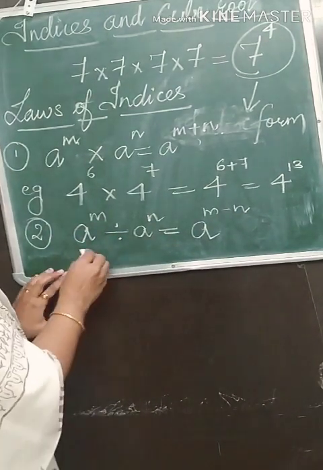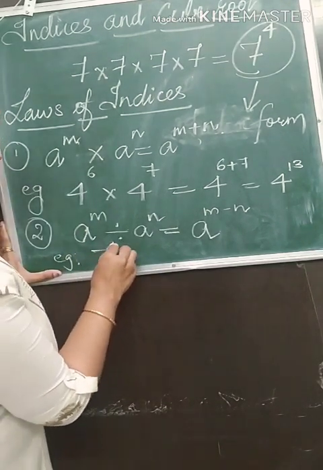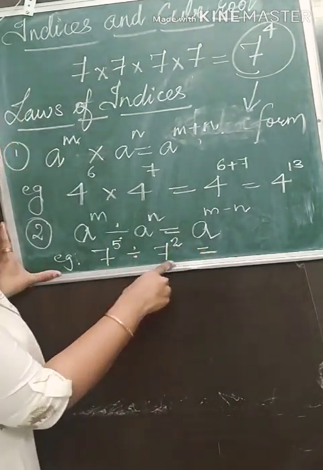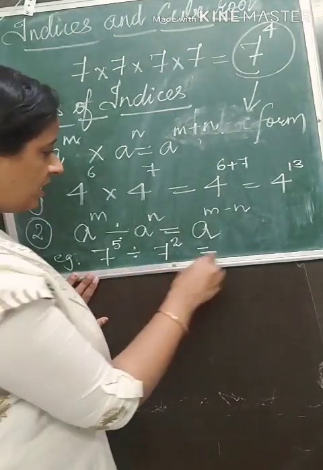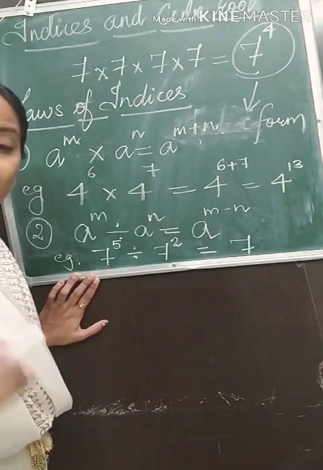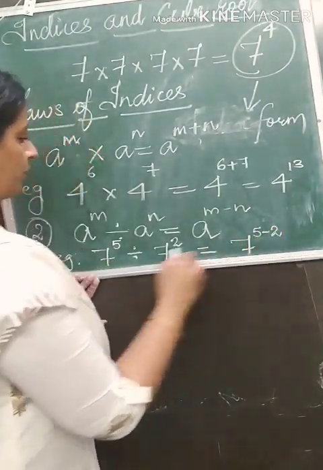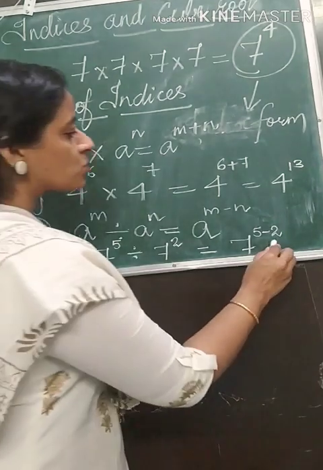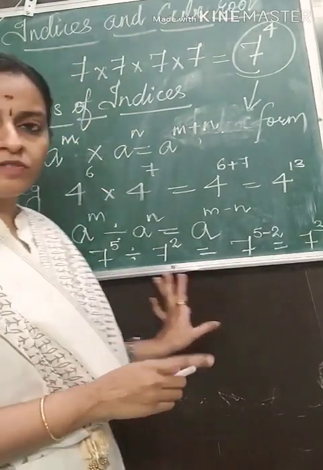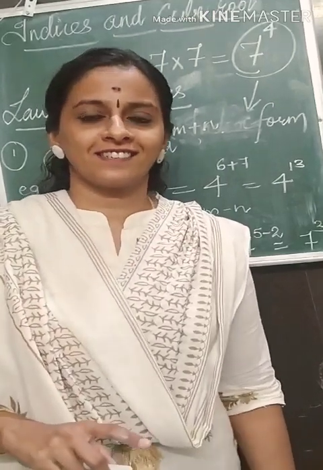With an example, let us do this also. Let me give an example. 7 raised to 5 divided by 7 raised to 2. Both the bases are the same, 7, 7. So I will write 7. What is there between them? Division. For division, you will subtract, that is 5 minus 2. The second index is 2. 5 minus 2 is equal to 3. So you will get 7 raised to 3. So for multiplication, you will add. For division, you will subtract the indices.